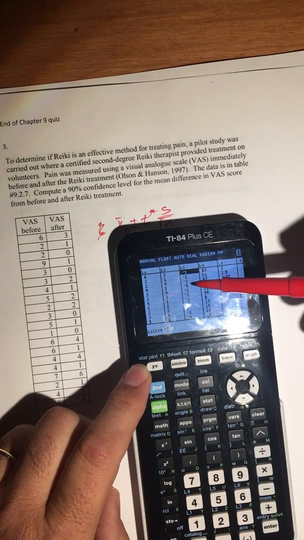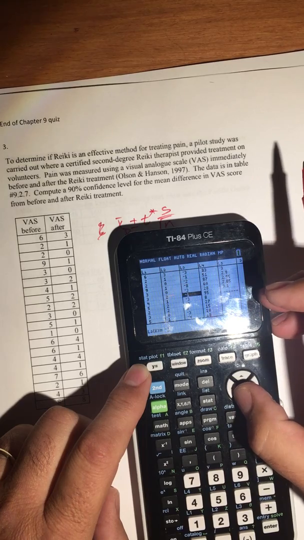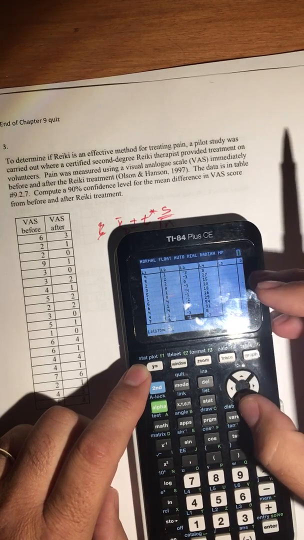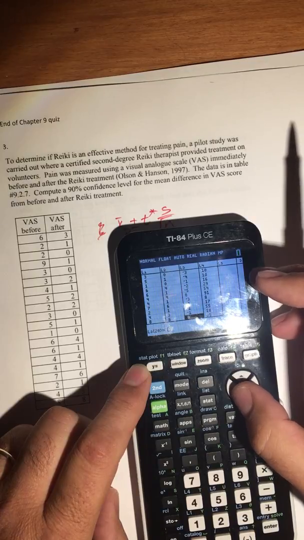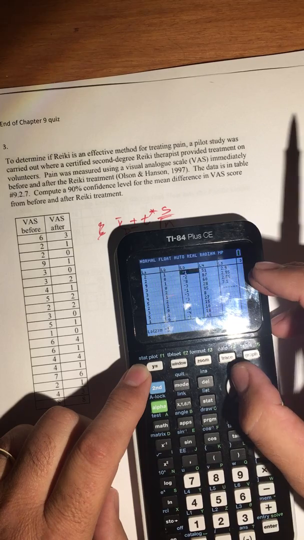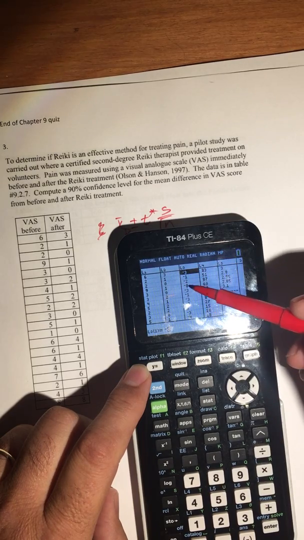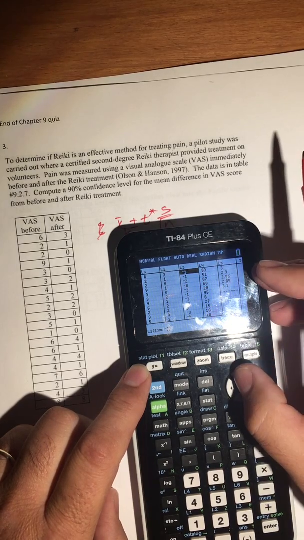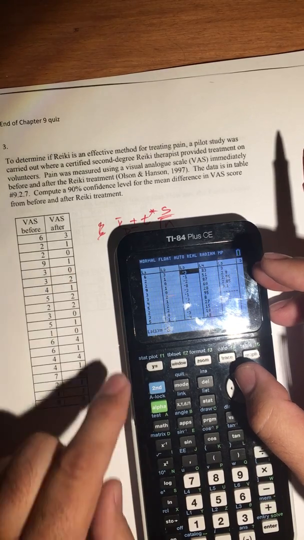And I look at that, and at a glance, I can see I've got a lot of negatives, right? So that means it looks like the treatment was in fact effective. For some people it wasn't, but notice there doesn't appear to be any positives. So nobody's pain increased. A couple people didn't have any reduction, and some of them had just very small reduction. Some of them had large reduction. So, like this guy right here, right?